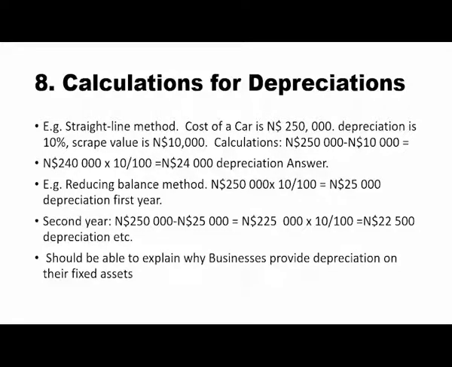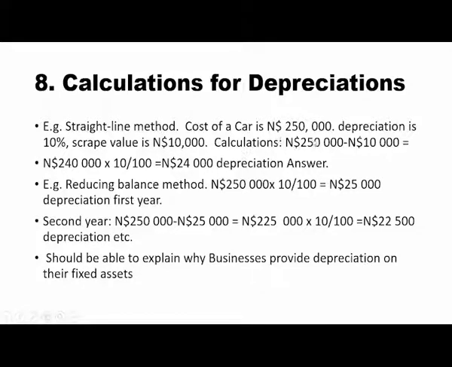Maybe we'll look at the first two, and the other one also, if time permits, we can do some reading there. The first one is the straight line method. In the straight line method, you look at the cost of the given asset, which is a car costing 250,000. Depreciation is estimated at 10%. Scrap value, the loss you could expect from the asset, is 10,000. Now we are told to calculate the depreciation using the straight line method.